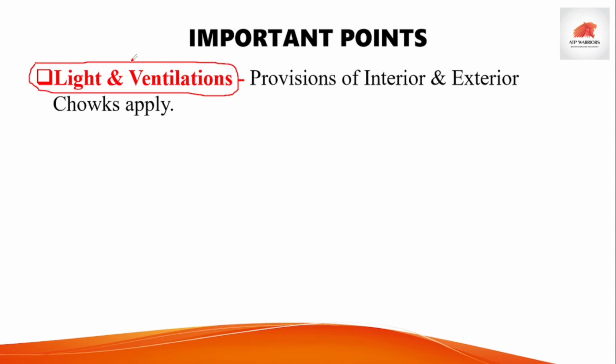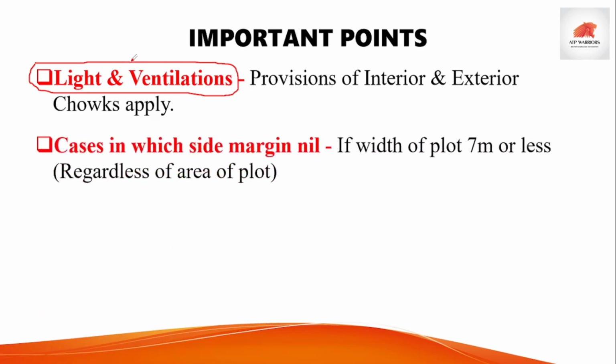So the light and ventilation provisions are for interior and exterior chowks. What the interior and exterior chowks are, we are going to see further, okay. So, the cases in which the side margins are nil. See, I have posted one question regarding this on Telegram. Almost 70% of the aspirants opted for the wrong option, okay. So this is a very important point, okay.